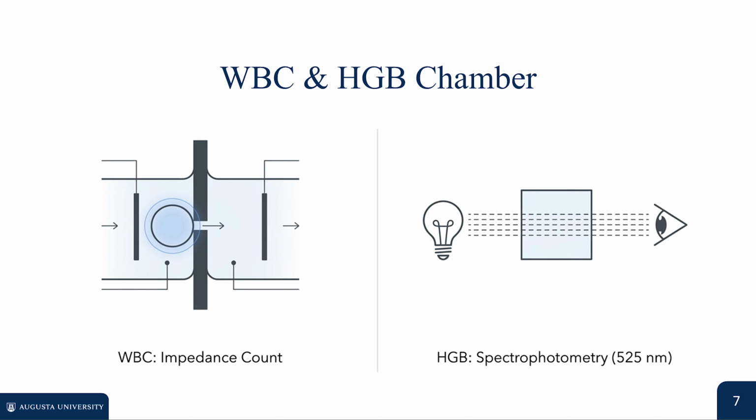In the very same chamber, the liberated hemoglobin undergoes a chemical reaction forming a stable chromophore measured spectrophotometrically at 525 nanometers. The optical absorbance directly correlates to total hemoglobin concentration.